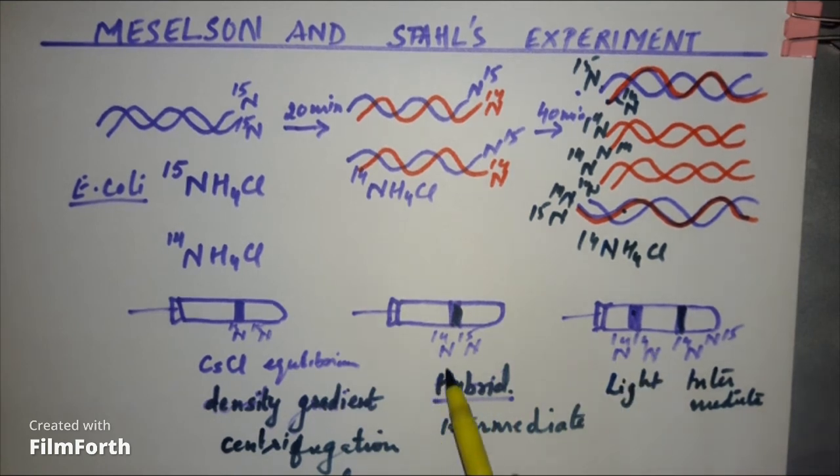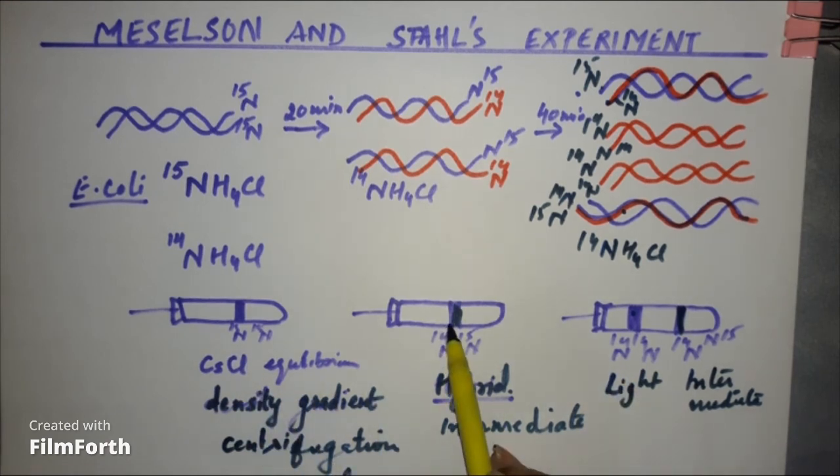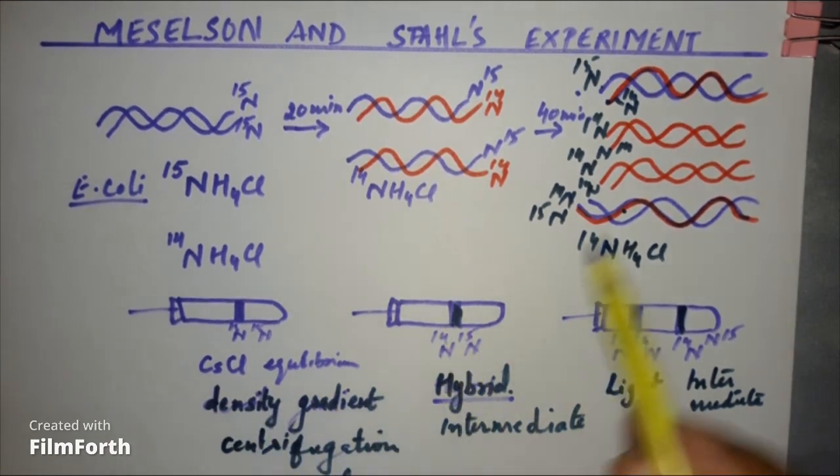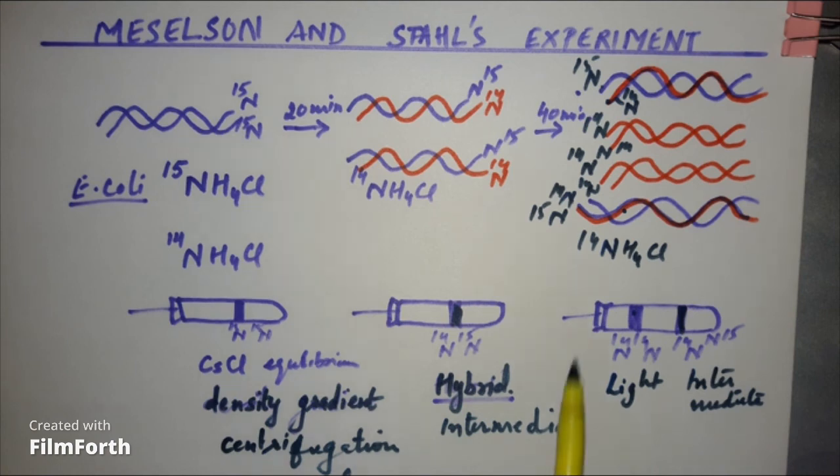So in the hybrid DNA, the density was intermediate, neither N14 type nor N15 type, in between. And in this also, the results were as expected by the semi-conservative mode of replication, meaning hybrid DNA is there and N14 type of DNA bands were also observed. So this was the experiment conducted to prove that replication of DNA is semi-conservative.